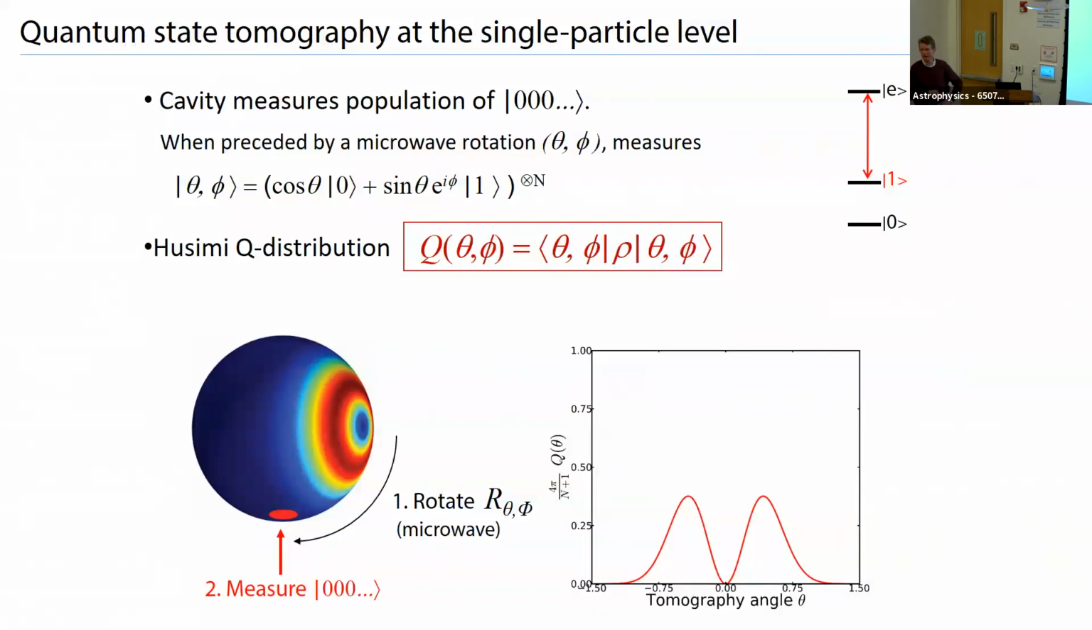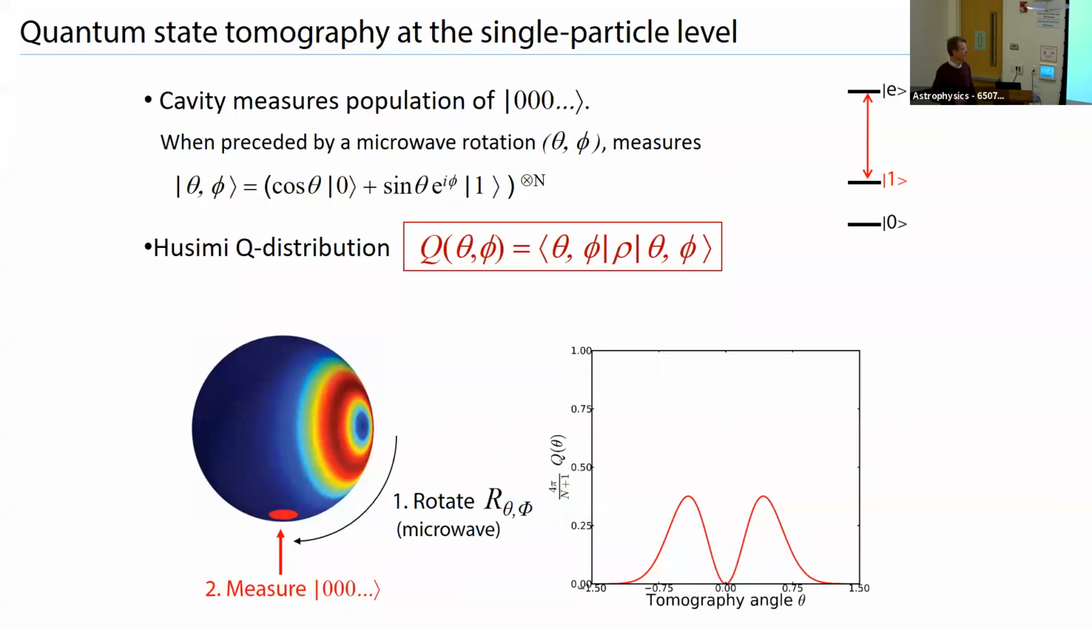Just to be a bit more precise, what did I show you there? It was actually the Husimi Q distribution, and it turns out that you can directly measure this Q distribution with the cavity. Because what is this Q distribution? It's the overlap of your density matrix with a coherent state of angles theta and phi. Now we can't measure at angles theta and phi, we can only measure at the south pole, but what we can do is coherently rotate our state. So you get a very intuitive meaning that you can give to this Husimi Q distribution. It's the probability of your detector clicking after you have rotated your Bloch sphere so that this point theta and phi is in front of your detector.